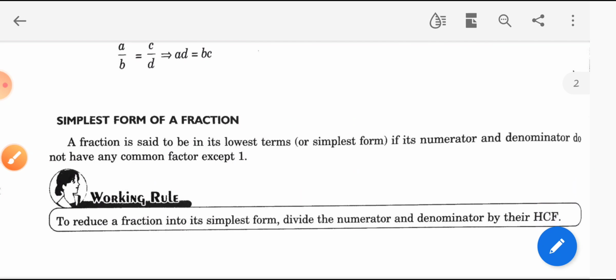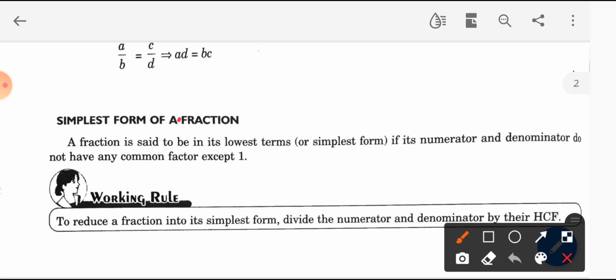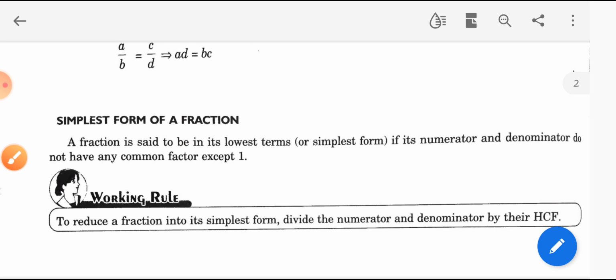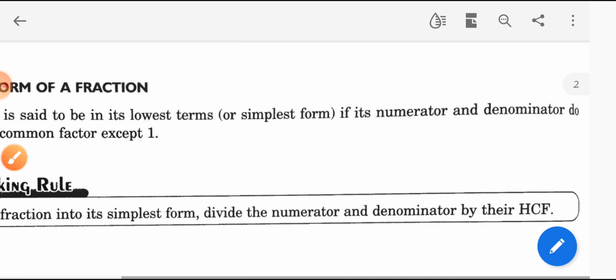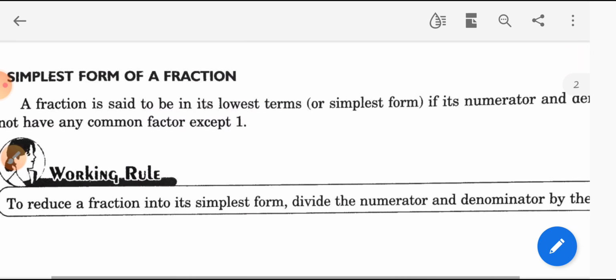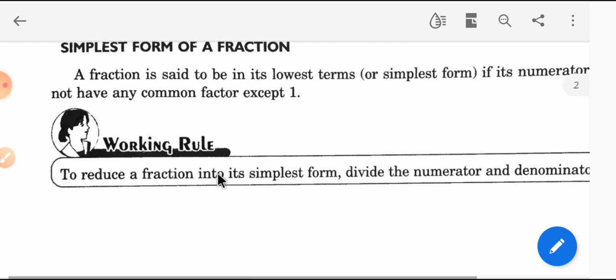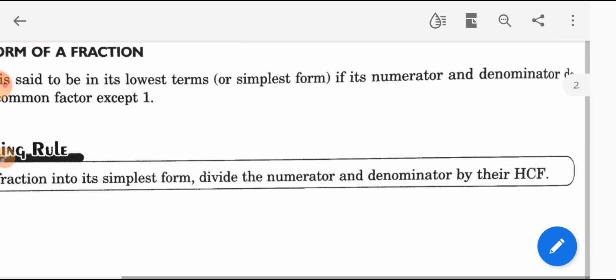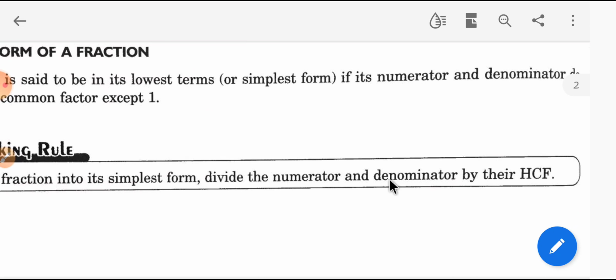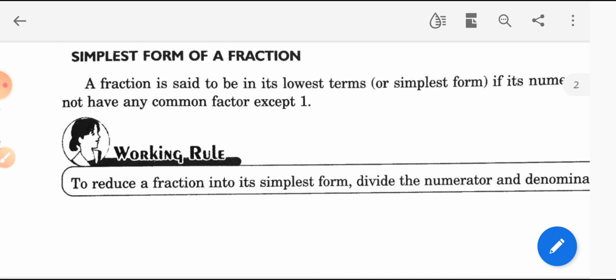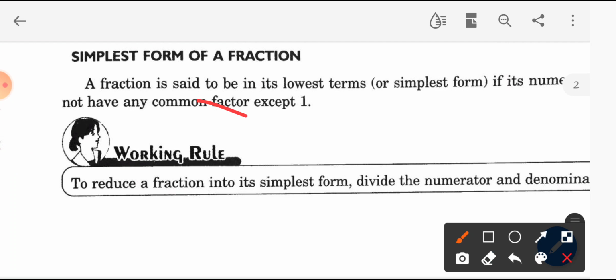Now next one, the simplest form of a fraction. What do you mean by simplest form? A fraction is said to be in lowest terms or simplest form if its numerator and denominator do not have any common factor except 1. There is one working rule: to reduce a fraction into simplest form, divide the numerator and denominator by their HCF.